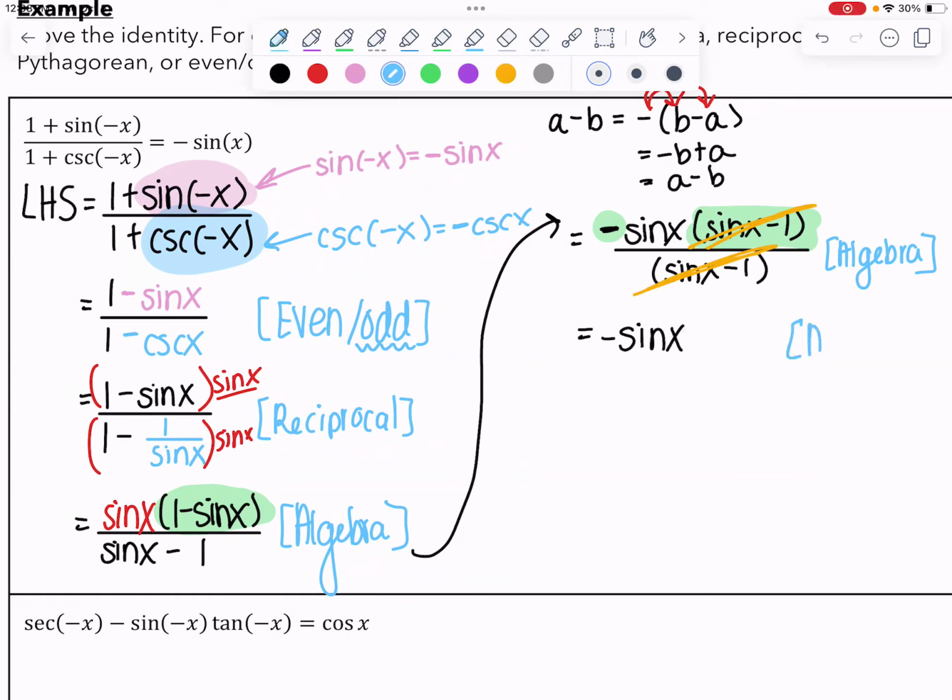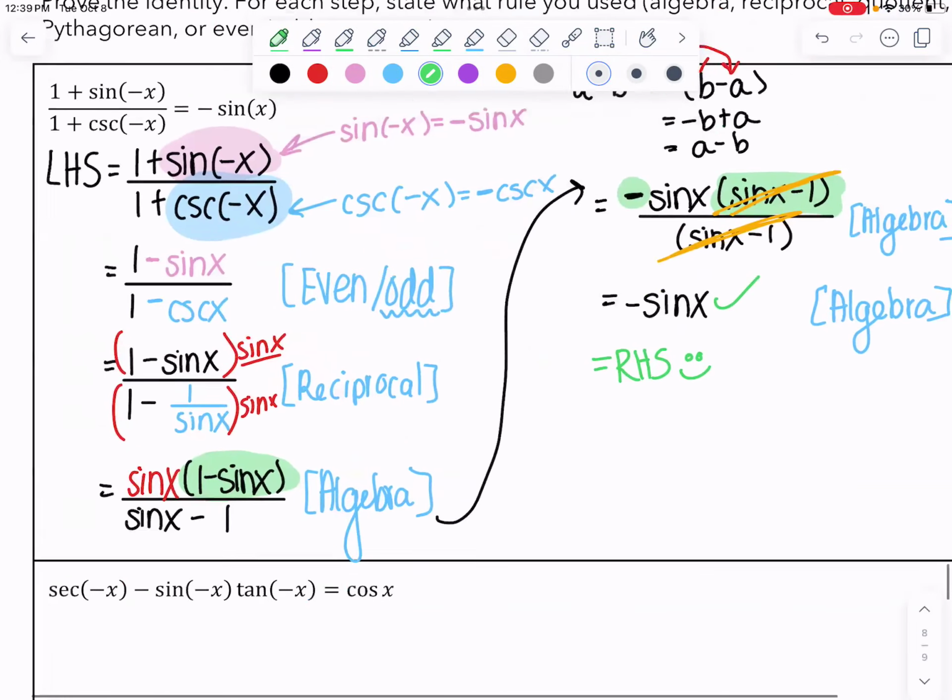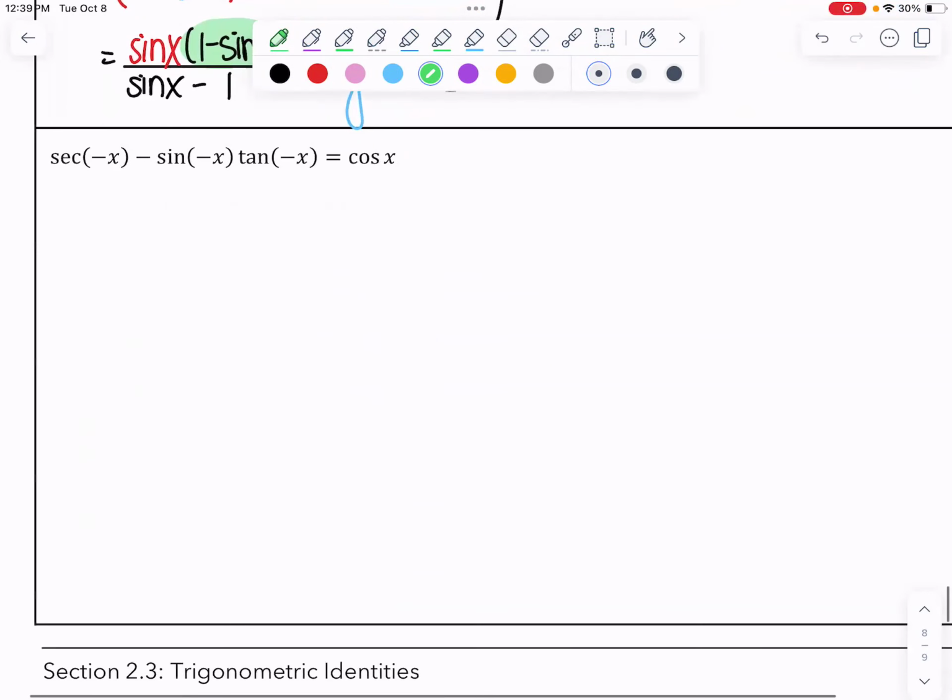That was algebra you did. Algebra. That is the right-hand side. That was what we were aiming for. So we'll put ourselves in a smiley face. Boom. All right.